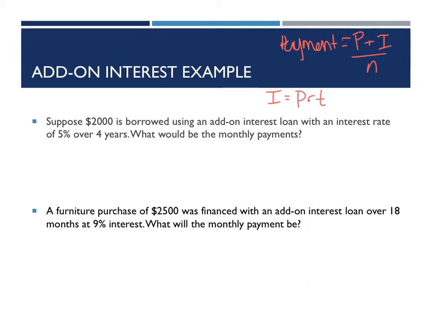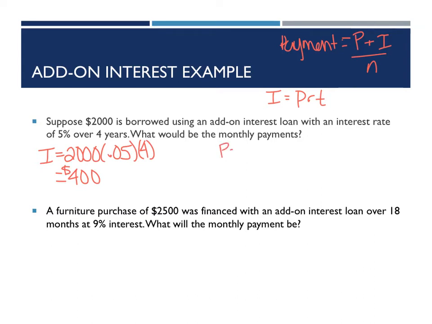So, in looking at our first one, we need to first find what that simple interest is. So what is I? You're going to do your $2,000 times your rate, 0.05, times 4 years. And if you put that in your calculator, you should get 400. So we have an interest of $400.